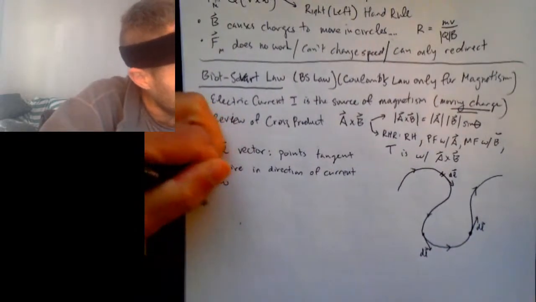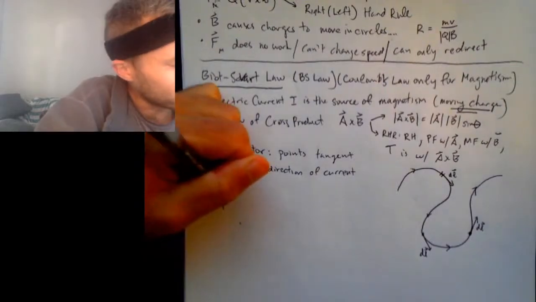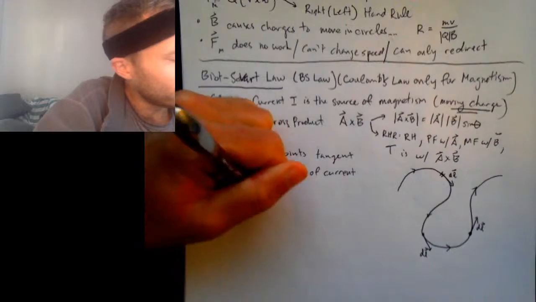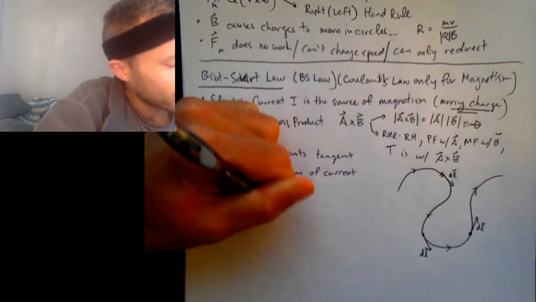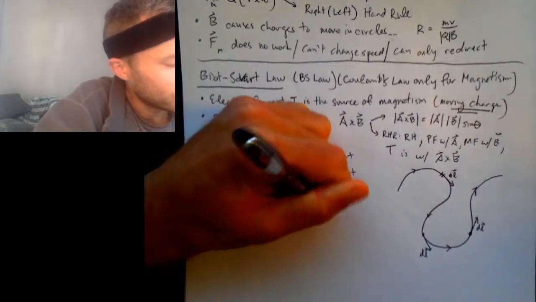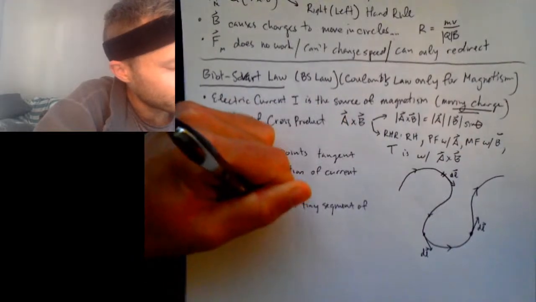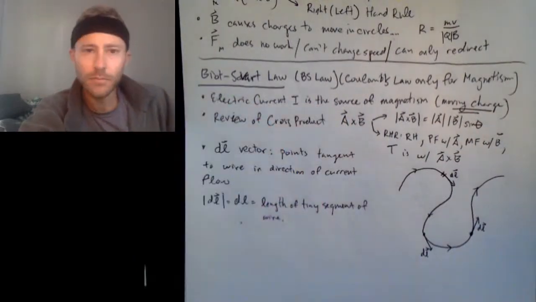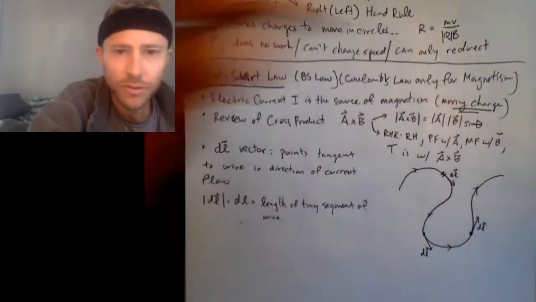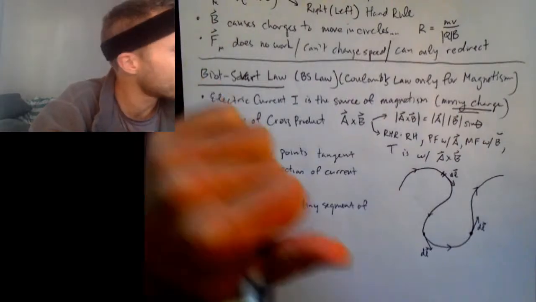The magnitude of the dl vector is usually written as just dl without the arrow, and it is equal to the length of the tiny segment of the wire. Okay, so however long this segment is, it's going to be an infinitesimally small segment. It's the length of that.